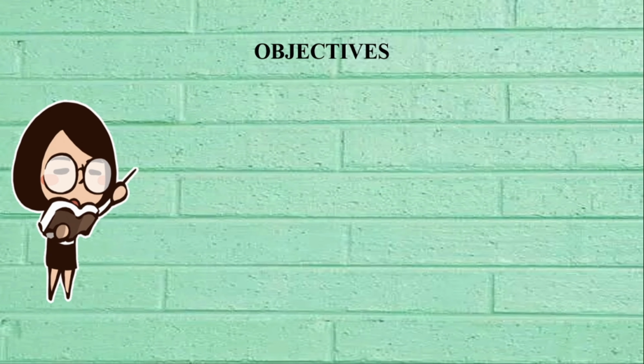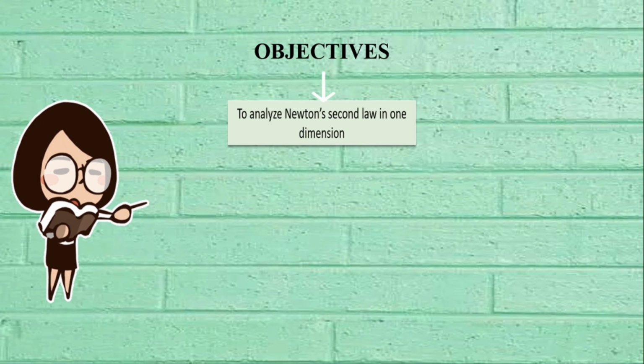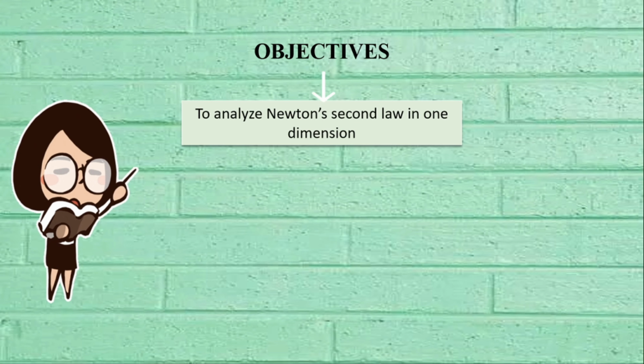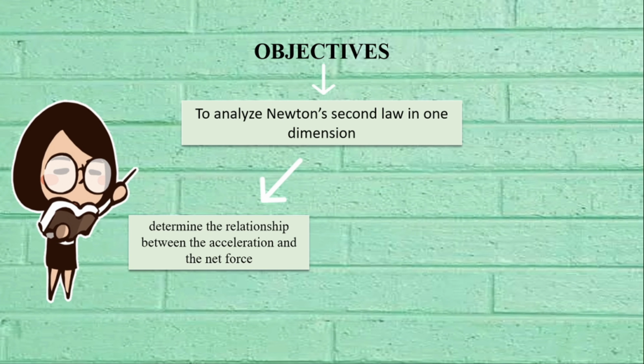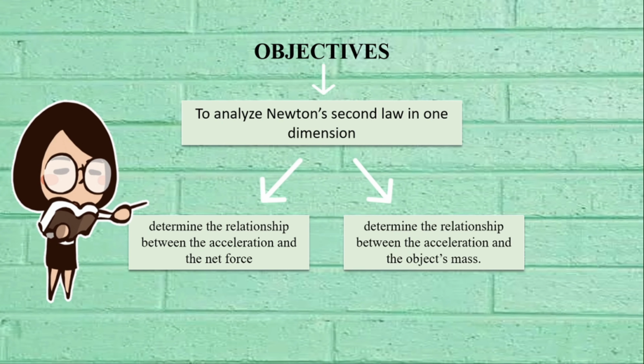The objective for this assignment or this experiment is to analyze Newton's second law in one dimension. By analyzing Newton's second law, we will be able to determine the relationship between the acceleration and the net force, and we are also able to determine the relationship between the acceleration and the object mass.